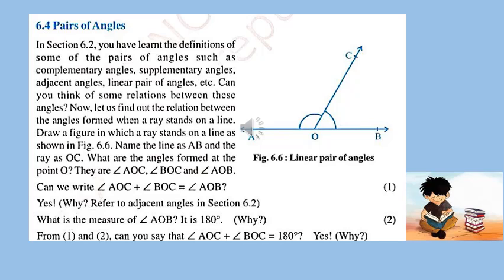See these figures. Here we get two angles, angle AOC and angle BOC. These two angles are called a linear pair of angles. Why are they a linear pair? Because these two angles are on the straight line AOB. Whenever a ray forms on a line, the two angles formed by the ray on the straight line are called a linear pair of angles.